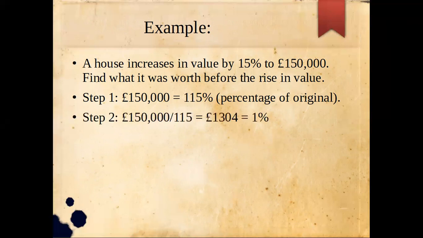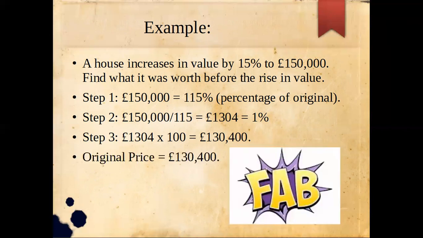Step 2 was divide to find 1%. What we need to do here is divide by 115 to get 1%. You always divide by the percentage of the original, which is 115 in this case. That gives us £1,304, and that equals 1%. The final step is multiply by 100, which gives us £130,400. That's the answer. And this makes sense because if a house is increasing in value, the value before it increased is going to be less than the value now.